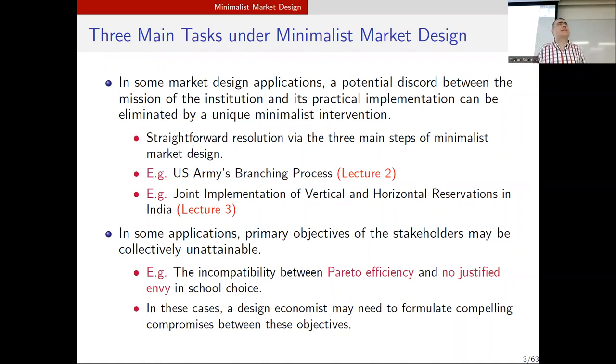One can do many things. You can pick one objective over the other one. You can try to create a hybrid, a compromise objective, and we have done all of this. In school choice, we have bits and pieces of these approaches. So that in itself is a big task, defining these compromise policies.